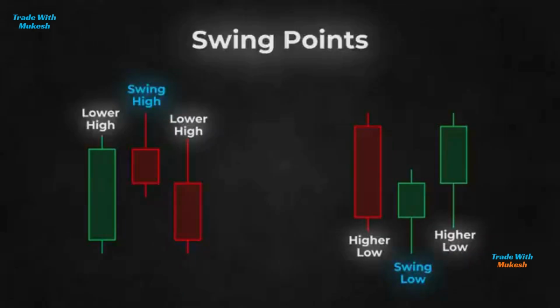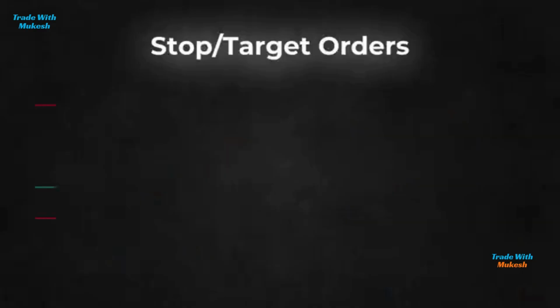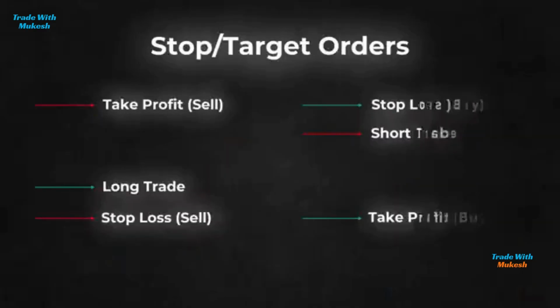The reason the idea of swing points is important is because many retail traders place stop orders just above swing highs or just below swing lows, meaning that liquidity is deeper in these areas. Recall that in a long trade, the stop loss and the take profit targets are sell orders, and in a short trade, the stop loss and take profit targets are buy orders.